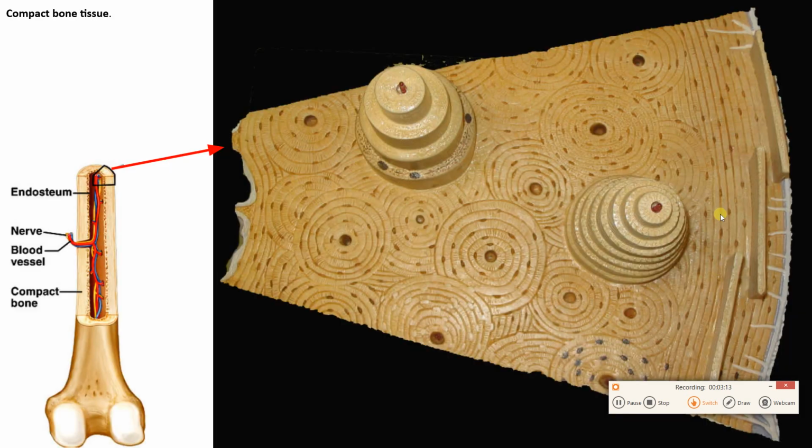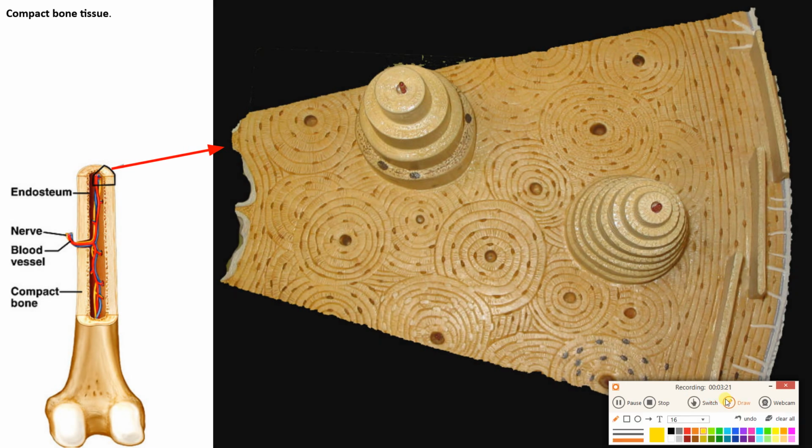And now what we're going to do is look at compact bone tissue. So compact bone appears solid to the naked eye. That is in contrast to spongy bone, which has marrow-filled spaces that you can see with the naked eye. Okay? This is a femur over here. This is a femur. It's been sliced right there.